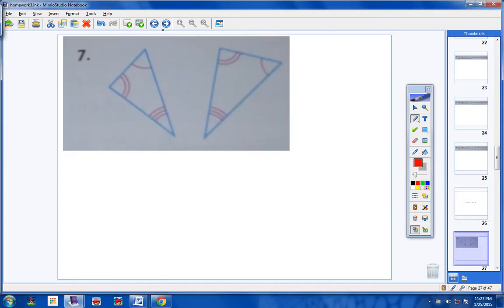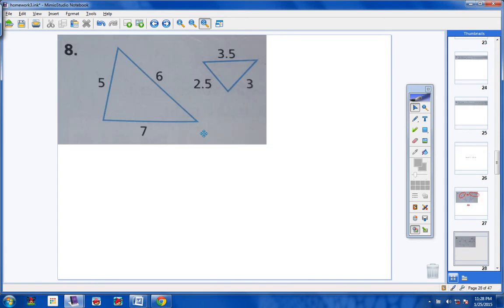Numbers 7, 8, and 9. The directions say to state the postulate or theorem that can be used to prove that the two triangles are similar. Well, obviously, this one's going to be angle, angle, okay? Because if two angles in one triangle are congruent to two angles in another triangle, then the two triangles are similar. And of course, we call that the angle postulate, okay? And by the way, you could have circled other angles, not just these two here.